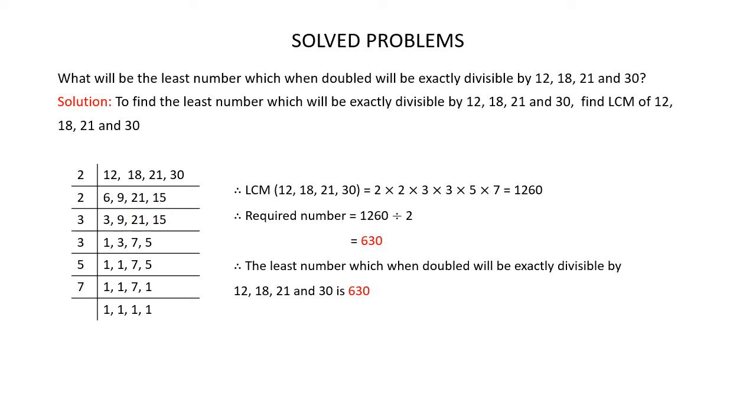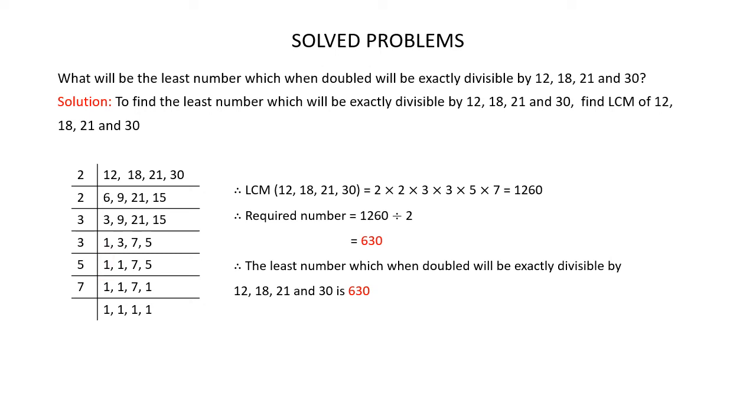Now divide by 3. 3 divided by 3 is 1, write 1 in the next row. 9 divided by 3 is 3, write 3 in the next row. 21 divided by 3 is 7, write 7 in the next row. 15 divided by 3 is 5, write 5 in the next row. Divide again by 3. Write 1 as it is in the next row.